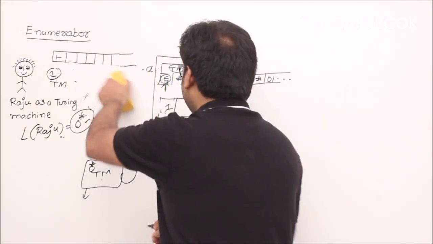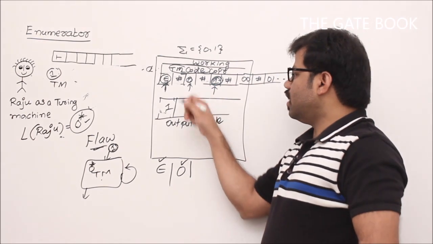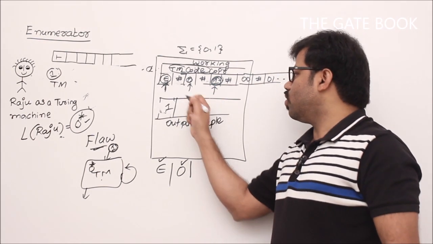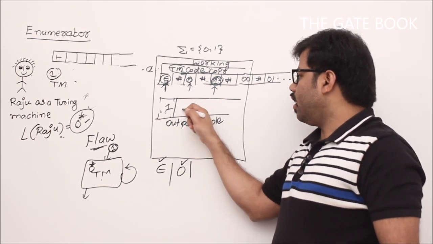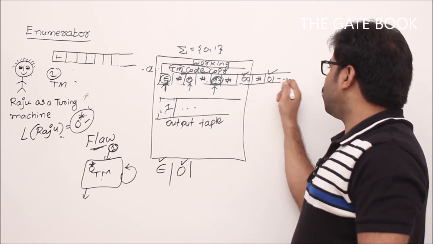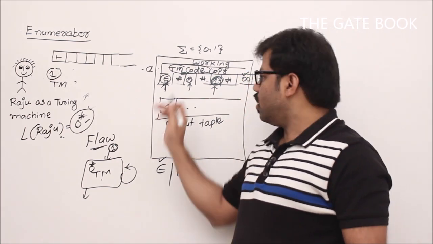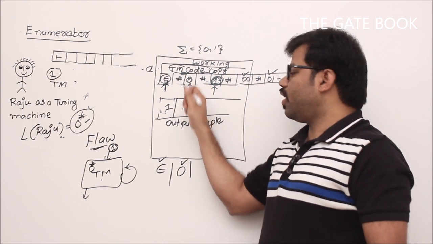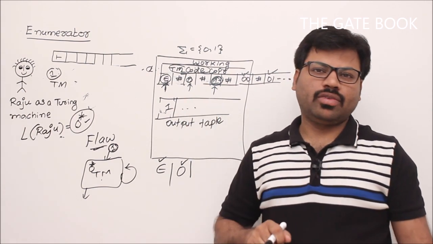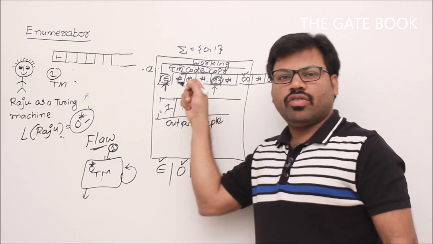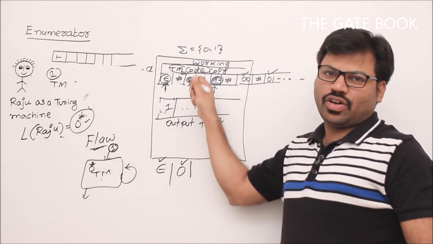Sir, then what should I do? For 10 years I have been running Raju's code, and there are so many strings I still have to process. There are infinite strings. Now I am afraid that I am in an infinite loop. Yes, that is a problem. So you are in a trap now. No one knows whether it is an infinite loop or not.